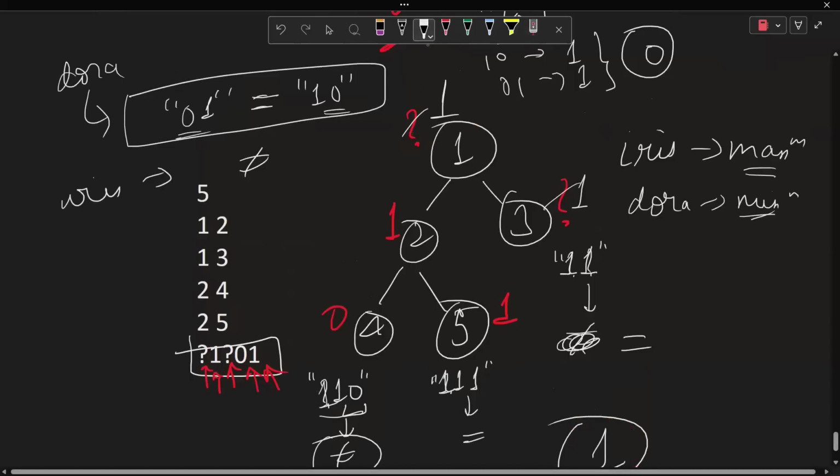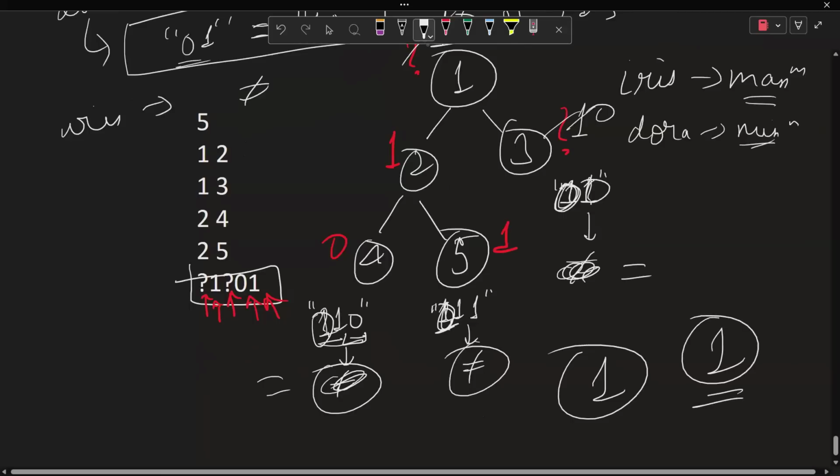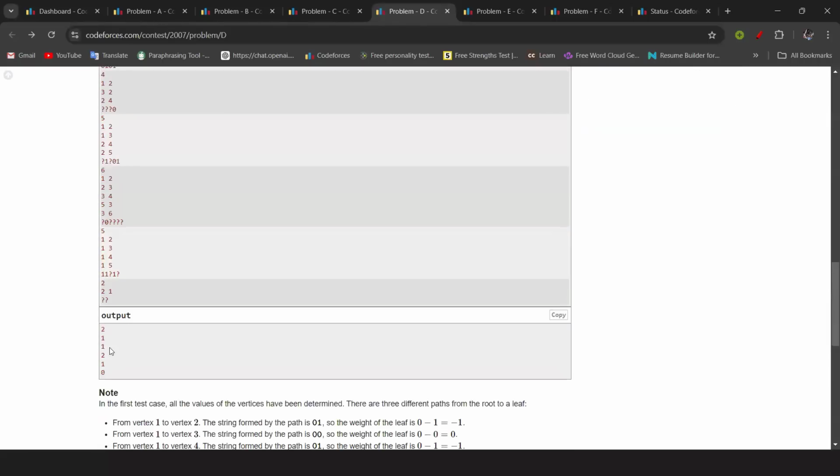If at the beginning, Iris had replaced it with 0, then what would happen? This would be 0, this would be 0, this would be 0. So here 0, 1 and 1, 0, they are equal. But this is 0, 1 and no 1, 0. So this is unequal. And here, if it was 0, Dora would replace it with 0 and make them equal. So again, only one unequal would be there. So your answer would be 1. So in both of the cases, your final answer was 1. So in optimal play, the answer for this third test case is 1.